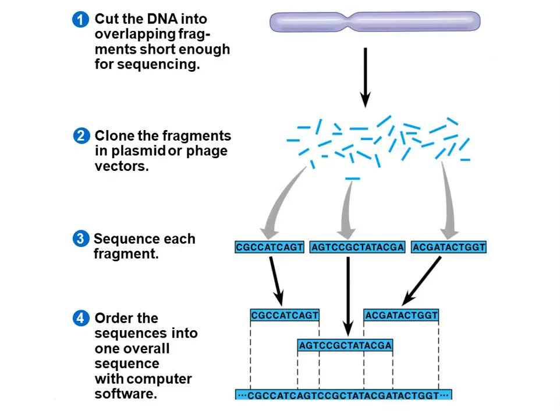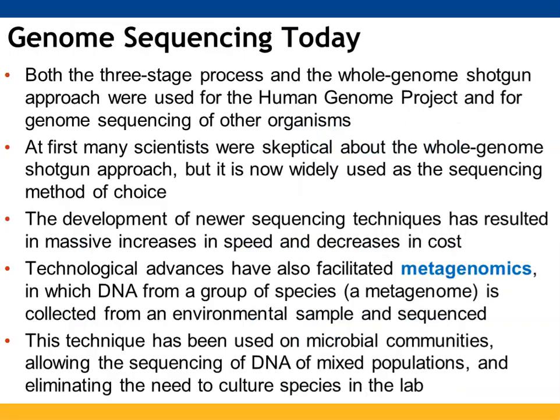So the DNA sequences on the chromosomes were cut in random places. You could have been using restriction enzymes. And they were cloned into plasmid or phage vectors, and then those were sequenced. And then once they had the sequences, they saw how they overlapped, and they were able to put them together. We initially used the three-stage process, and then we moved to the whole genome shotgun approach.